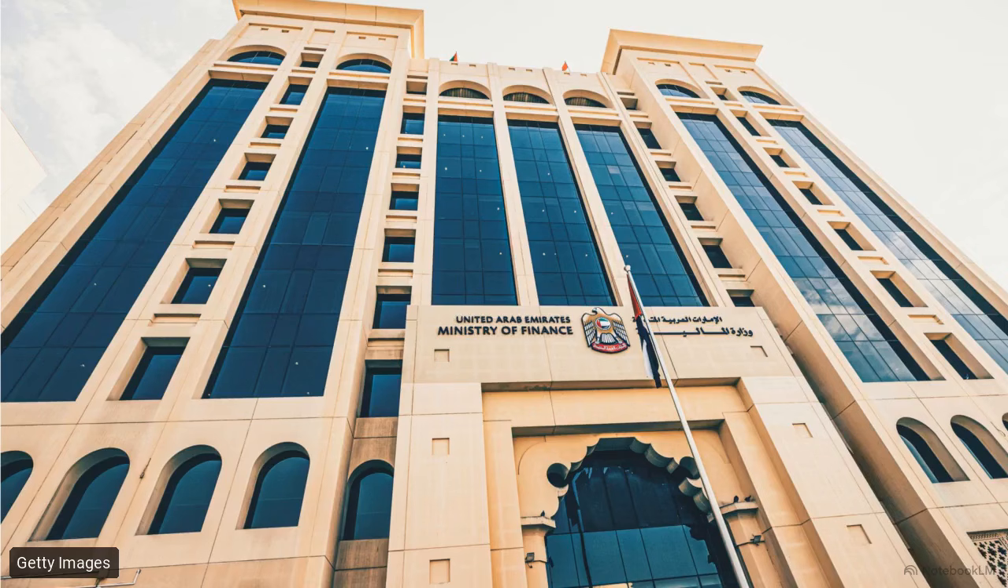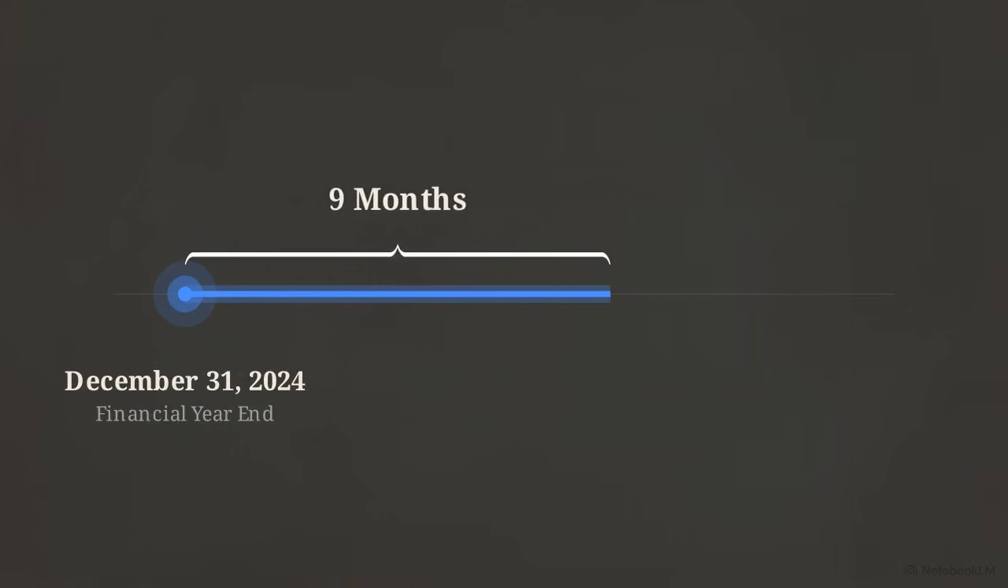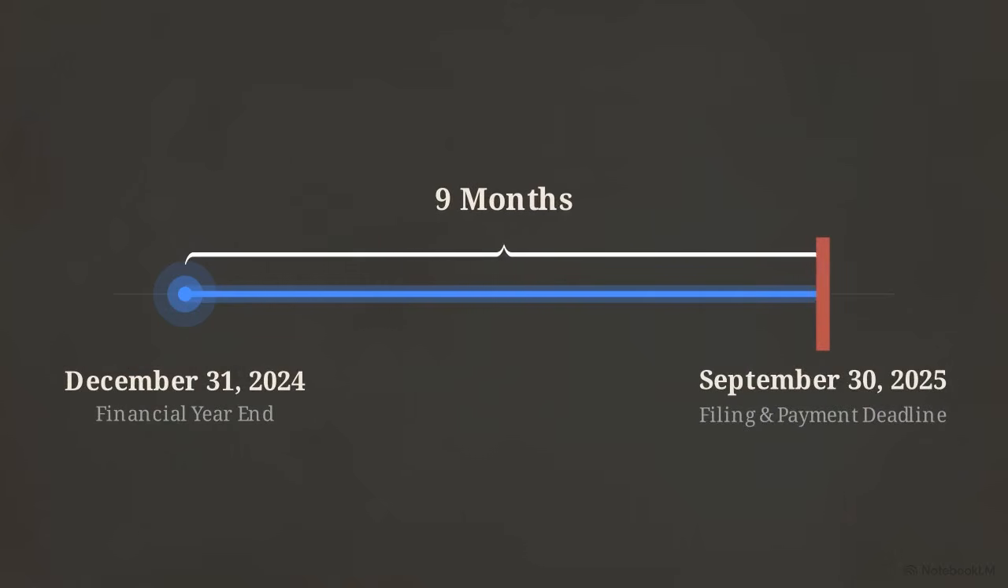Once the theoretical calculations are complete, the Federal Tax Authority mandates a strict execution window. Tax returns and their corresponding payments must be submitted no later than 9 months from the end of the relevant tax period. This timeline slider illustrates the rule. For a standard financial year ending December 31st, 2024, the absolute final deadline for filing and payment hits on September 30th, 2025.